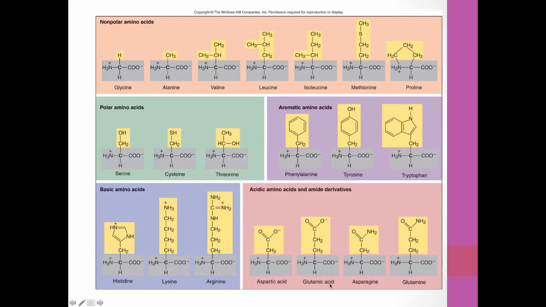And then we have acidic amino acids and amide derivatives, and all of these really are going to have some sort of acid, organic acid, or amide group. You don't need to memorize these.